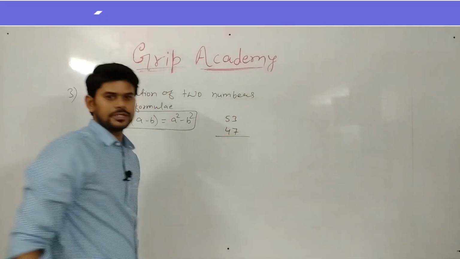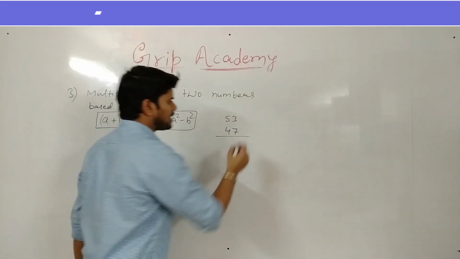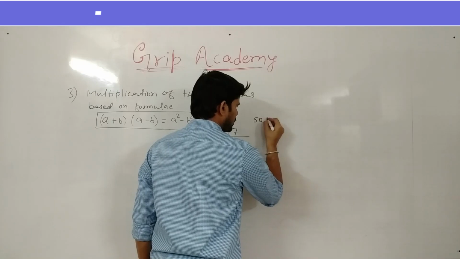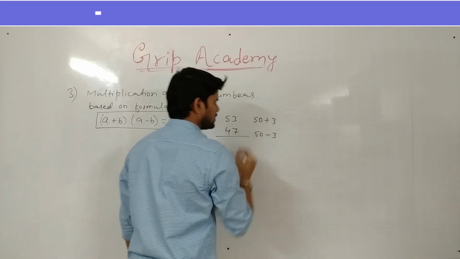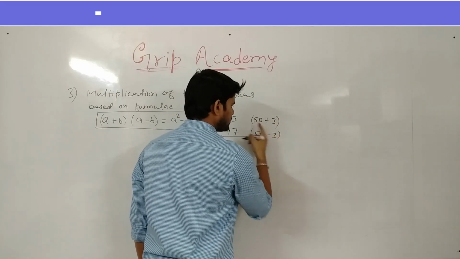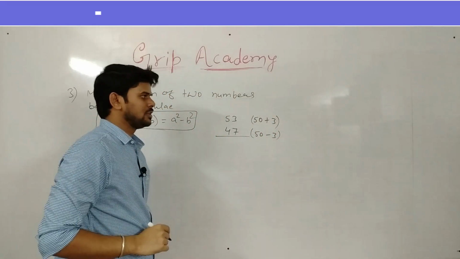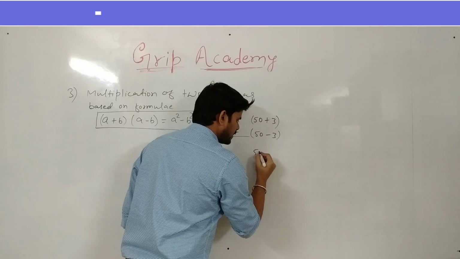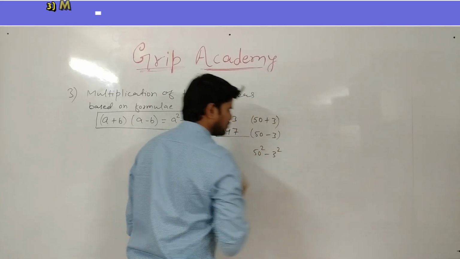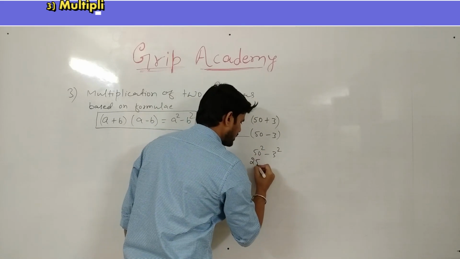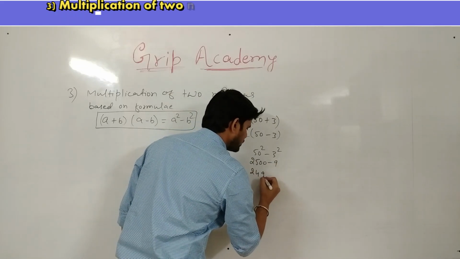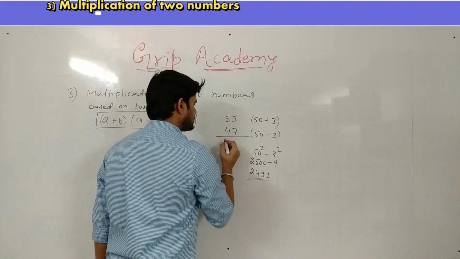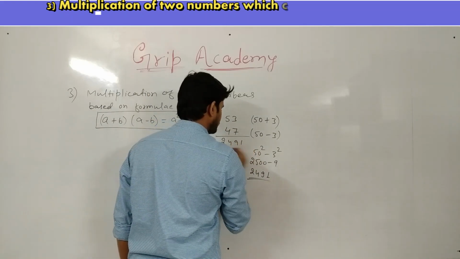53 and 47. Okay, now see here, 53 can be written as 50 plus 3 and 47 can be written as 50 minus 3. So what is this? A plus b into a minus b. So what is a plus b into a minus b? A square minus b square. That is 2500 minus 9. 2500 minus 9 is 2491. So 53 into 47 is 2491.